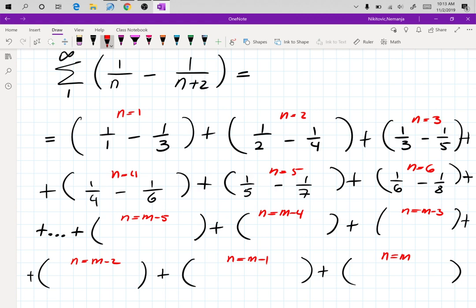From the front, you start counting 1, 2, 3, 4, 5, 6, 7, 8, 9, 10, and you go all the way to the last term. If the last term is m, then the one before that has to be m minus 1. The term before has to be m minus 2, because that's how you go backwards. You're subtracting 1.